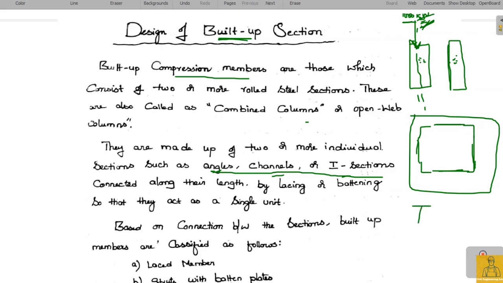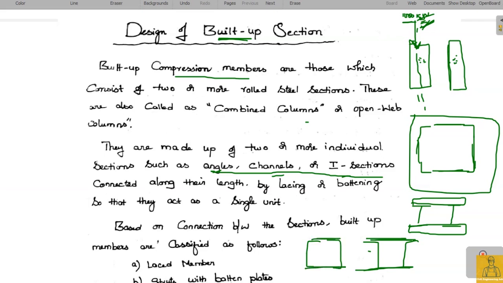And if this is an I section, this is an I section, you can join these two with a system. And if it is a channel section, C section, you can join these two channel sections either this way or this way. We will talk about the connection later. But I hope you understood that built-up members are the members formed by combining two or more rolled steel sections that are already available. And these built-up sections are also called combined columns or open web columns.